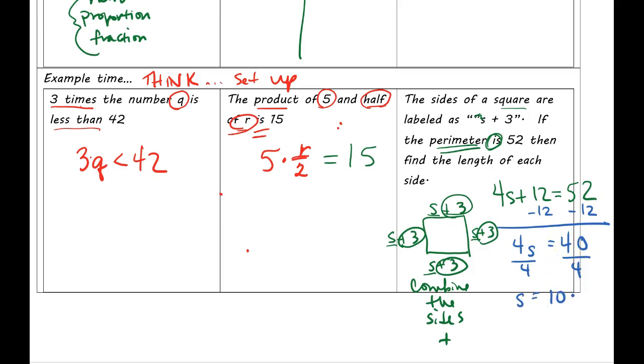So it didn't say find s, did it? It said find the length of each side. Well, I just found out that my s is 10. So if I look back at my picture, I can choose a side, take my s, plug it back in, and then I'll know that it's 10 plus 3. So each side is 13 units long. And that's what the question wanted me to find. So this is what it wants from you guys. It wants you to be able to read something and interpret it and actually solve.